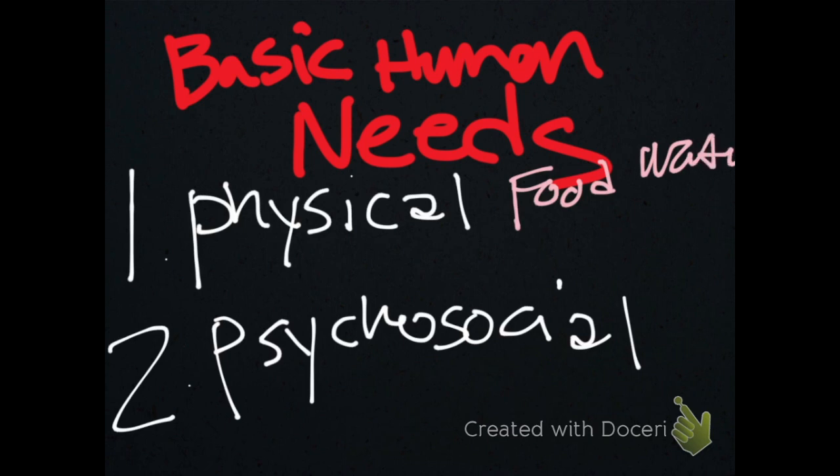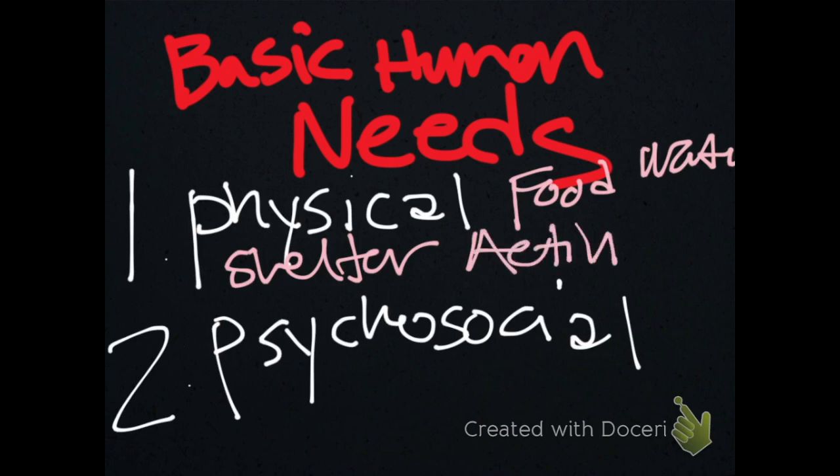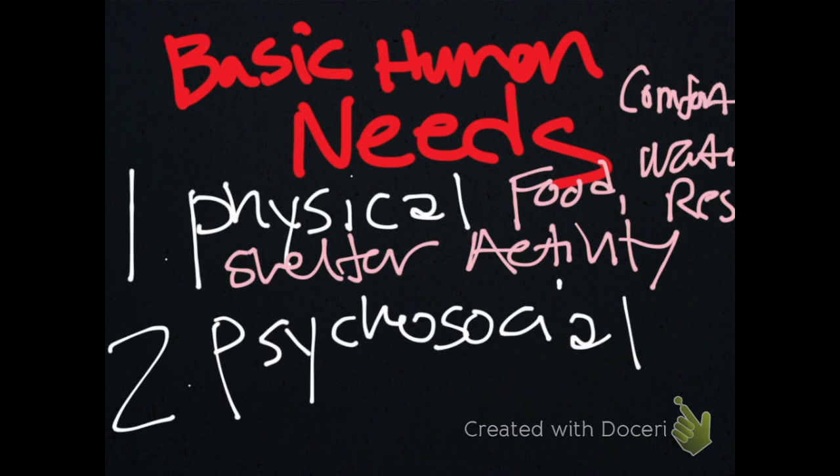Going back to the first category, let's list some specific physical needs. Well, you need food and water, shelter, and protection. Your body needs to move and be active, and who doesn't need a little more sleep and rest during the day? One last physical need is comfort, especially freedom from pain.